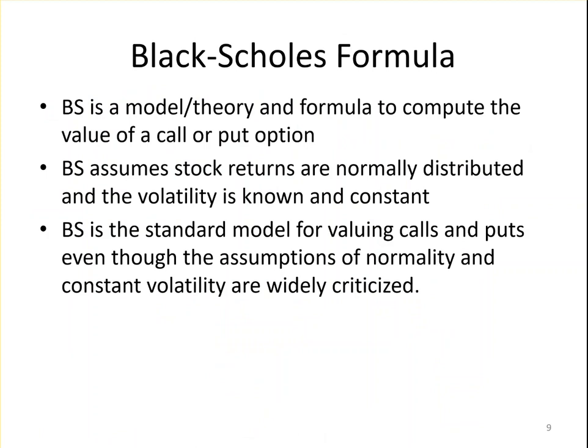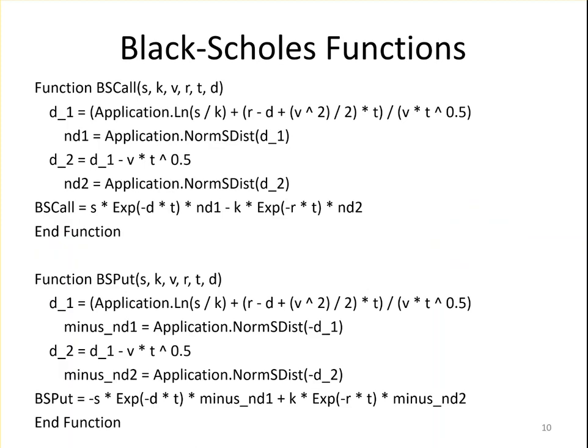Black-Scholes is a model or theory and accompanying formula to compute the value of a call or put option. Black-Scholes assumes that returns are normally distributed, so a bell-shaped distribution, and volatility is known and constant. So you know what the expected standard deviation of the underlying asset is going to be, and that's not going to change over, say, the next week or month or year. Black-Scholes is the standard model for valuing calls and puts, even though the assumptions of normal distributions and constant volatility are widely criticized.